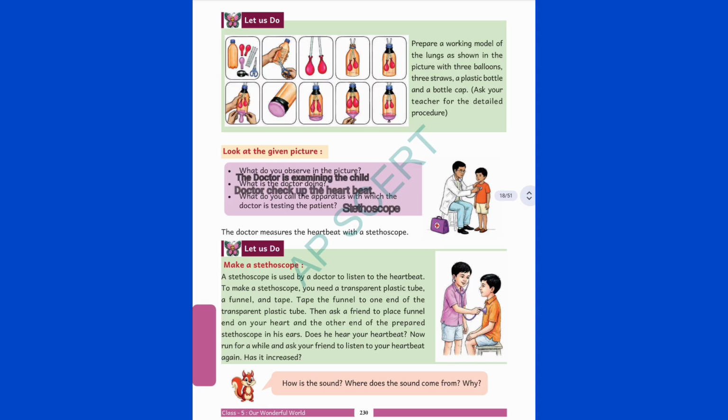Let us do. Make a stethoscope. A stethoscope is used by a doctor to listen to the heartbeat. To make a stethoscope, you need a transparent plastic tube, a funnel, and tape. Tape the funnel to one end of the transparent plastic tube. Then ask a friend to place the funnel end on your heart and the other end of the prepared stethoscope in his ears. Does he hear your heartbeat?